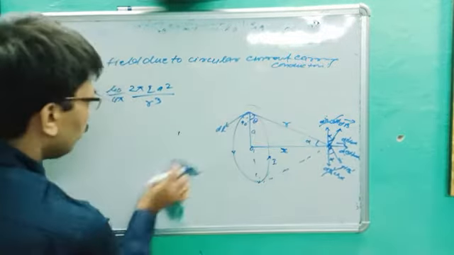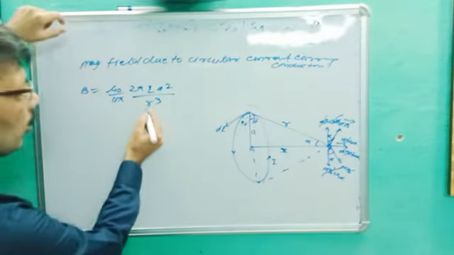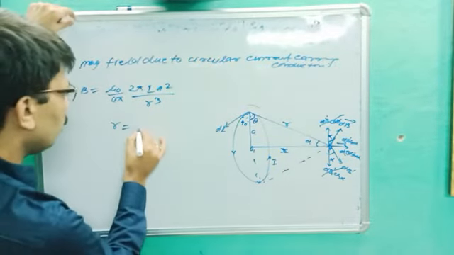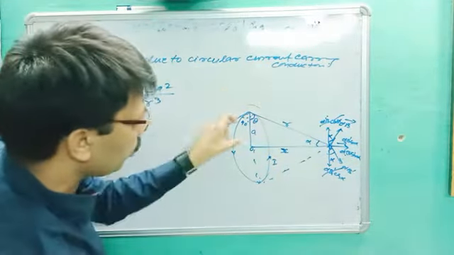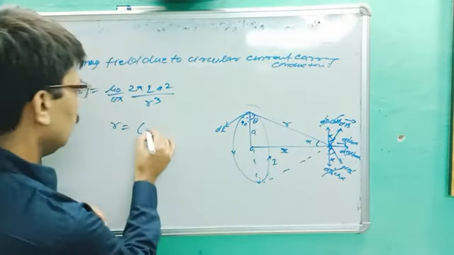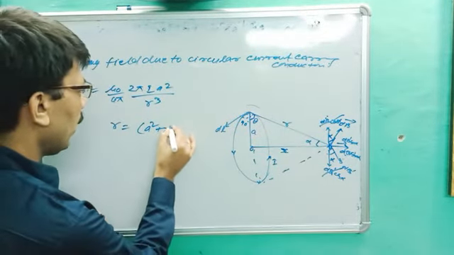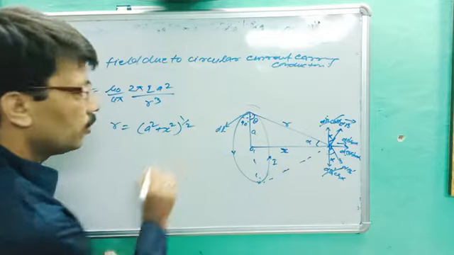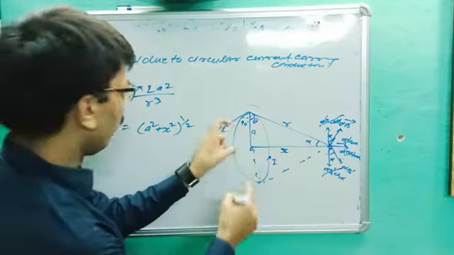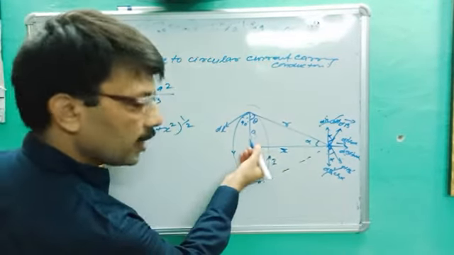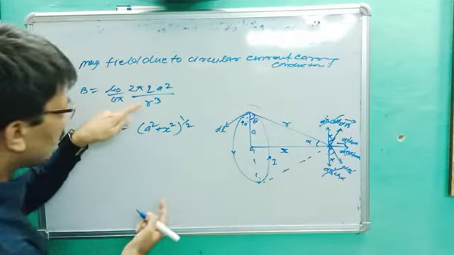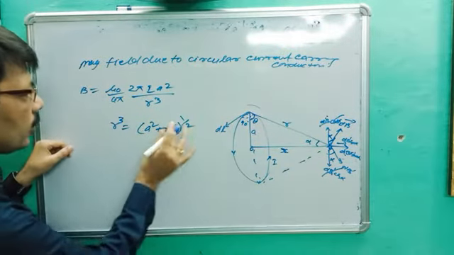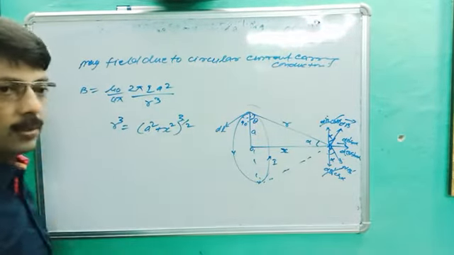Okay. Now, two things we have to do. The value of r, you better know: r is equal to a square plus x square, whole power 1 by 2. Are you getting? That's the value of r, which comes from the Pythagoras theorem. But we are thinking about r cube. If you are talking about r cube, it becomes the power 3 by 2.